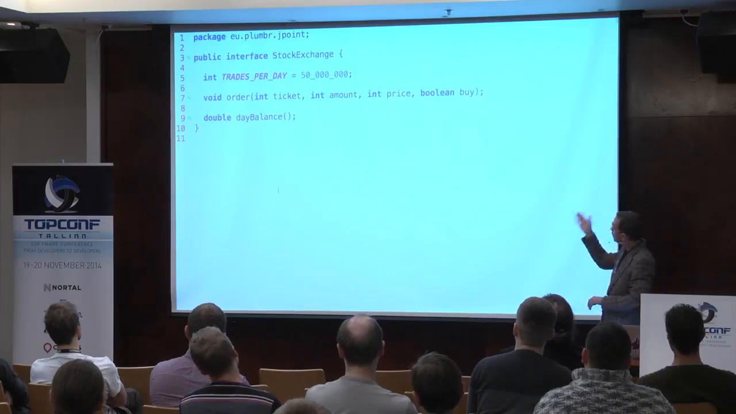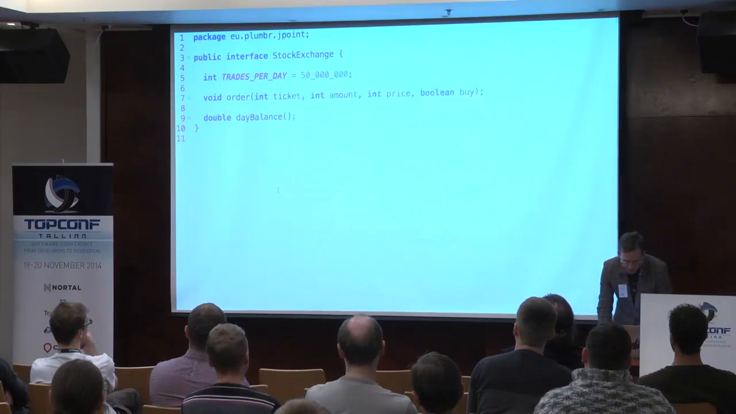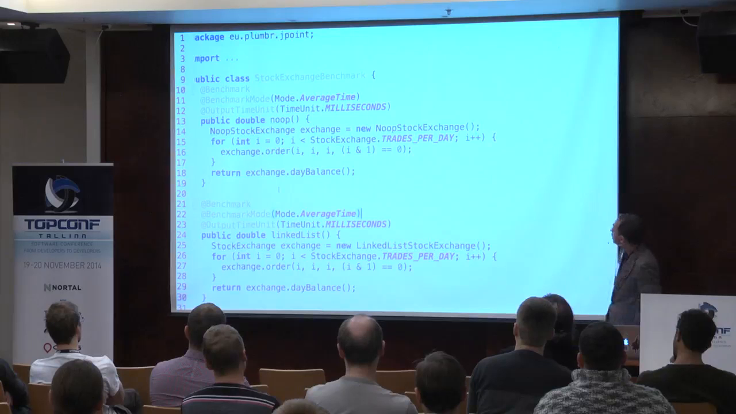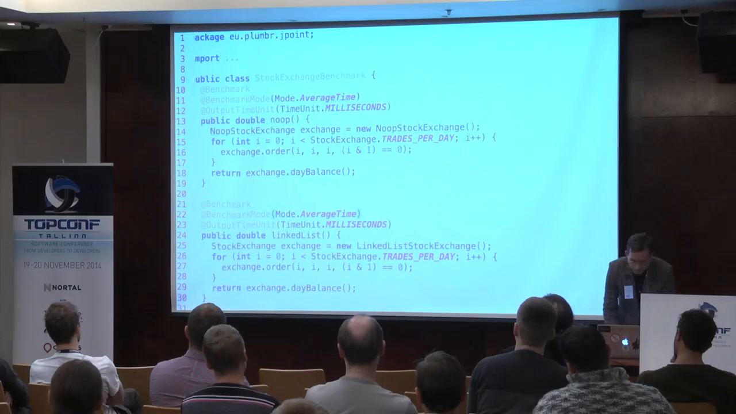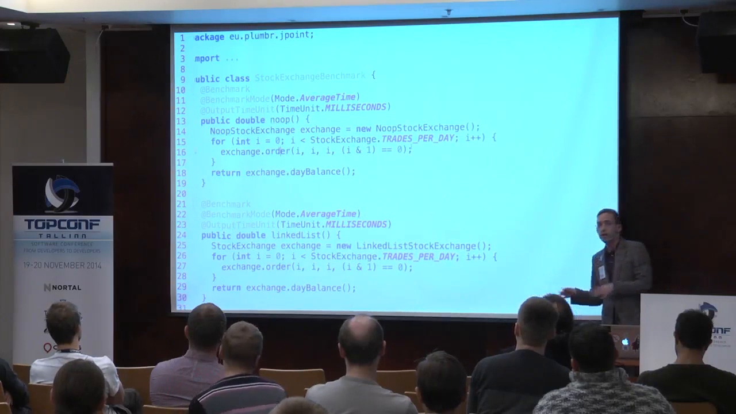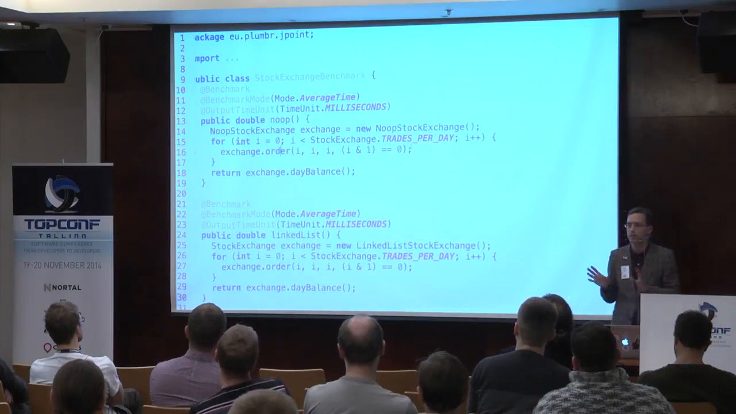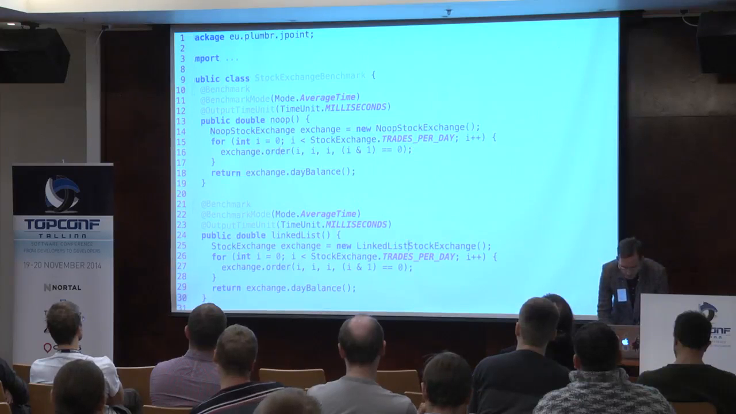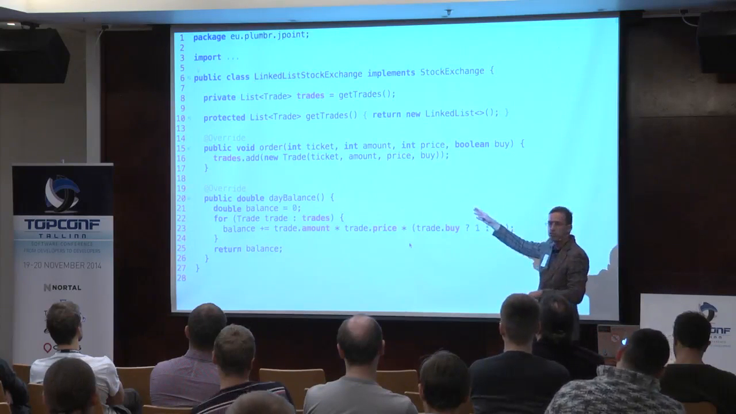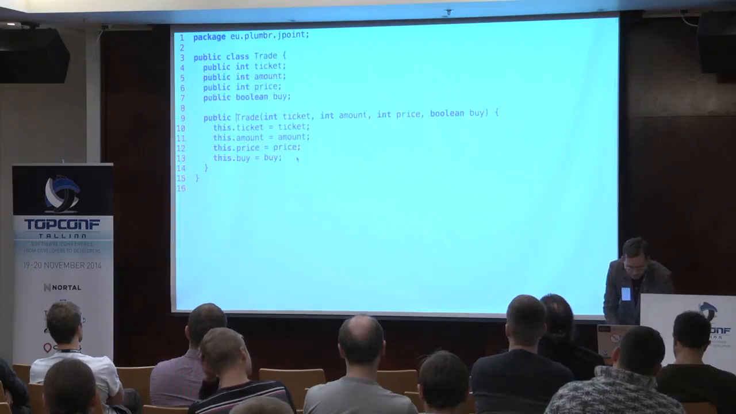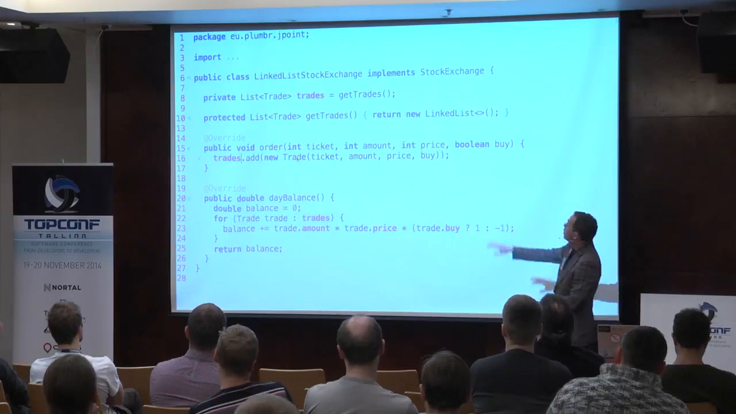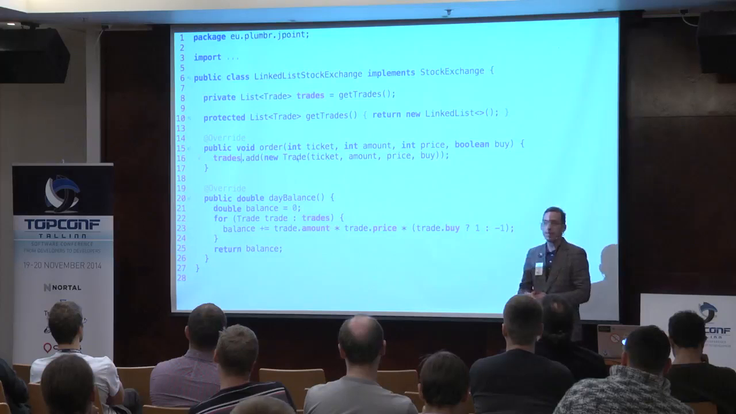We assume that we know that. So we have the stock exchange interface, and I have some performance tests, each of which essentially just executes those 50 million transactions a day and asks for a day balance. I have some different implementations of that stock exchange. The first implementation is very simple. When we create an order, we just create a new trade object that you have seen before, and we store that object into some list. In this particular implementation, we use a linked list.